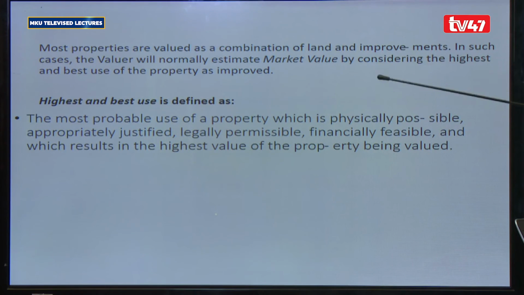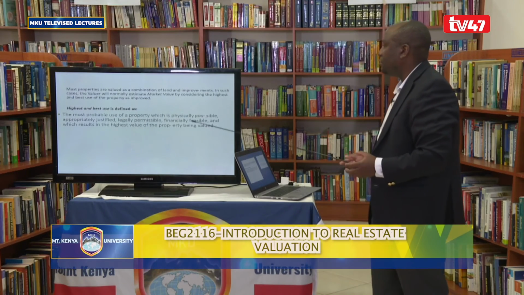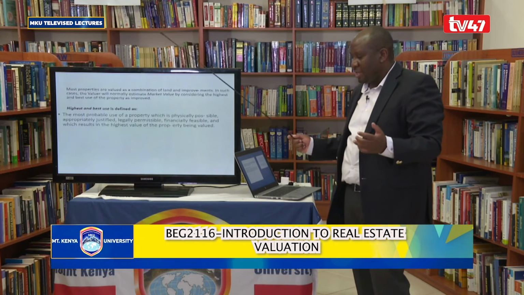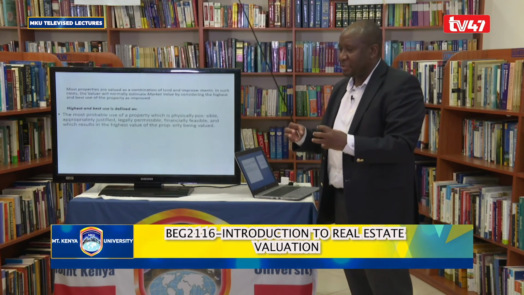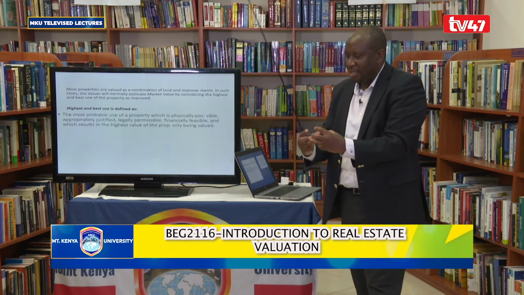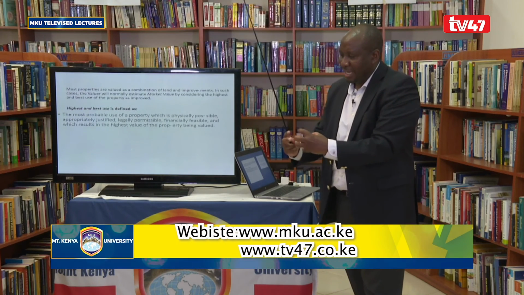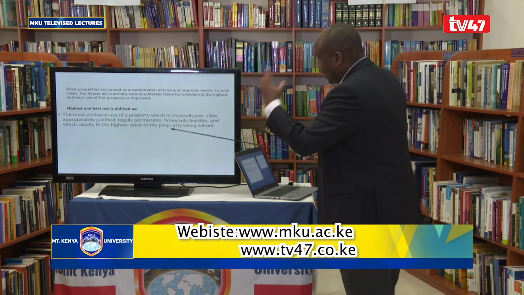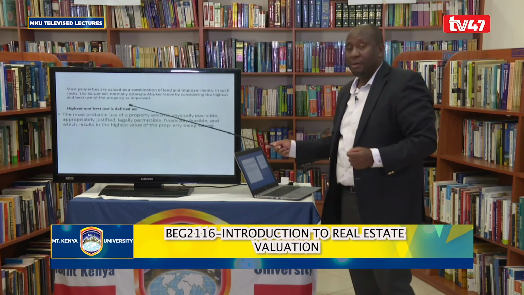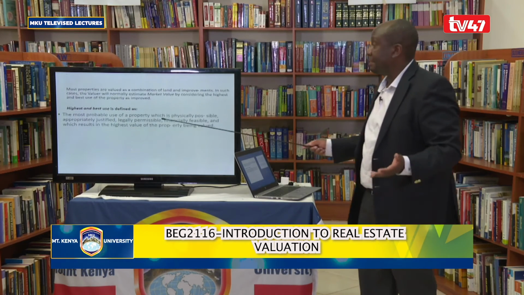When properties are valued as a combination, the value is higher than when land is valued separately and improvements are valued separately. So one would ask, what is the highest and best use of a property, so that the combined value of the improvements for that use and the land is optimal, at its highest? That becomes a question, and therefore the need to define the highest and best use of land.